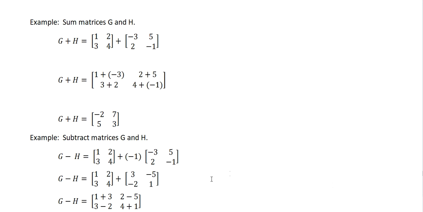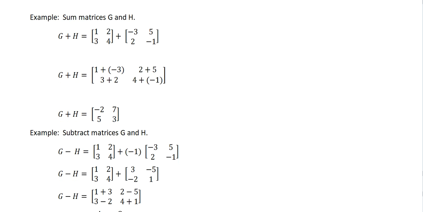Okay, so if we sum G plus H, we're going to take the first element of G and we're going to add it to the first element of H. So G plus H, 1 plus minus 3. As you might have guessed, that's minus 2. Okay, so the second element here would be 2 plus 5 is 7. The third element, 3 plus 2 is 5. And the very last one, 4 and minus 1 is equal to 3. And that's how we sum these.